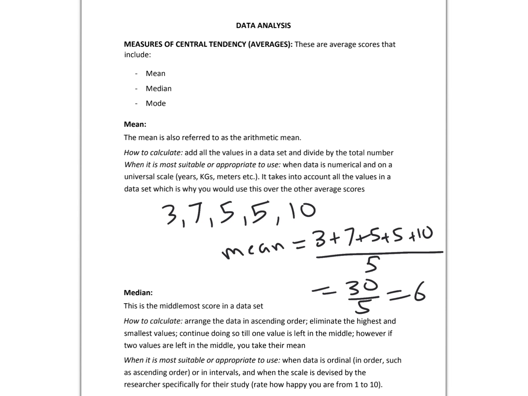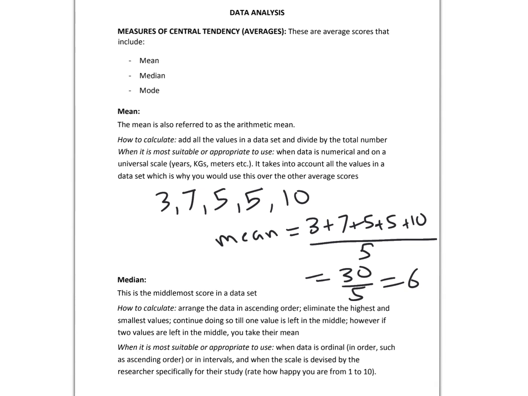Okay, so I'm pretty sure I don't have to go into too much detail in explaining this, but just to give you guys an example of how it's calculated, this is basically the way that you can calculate the mean. Now, I've added another point over here, when it is most suitable or appropriate to use. So if a question ever comes saying why is the mean used or why would it be better to use the mean, you would just simply say because the data is on a numerical scale or the data is numerical and on a universal scale and it takes into account all the values of a data set.